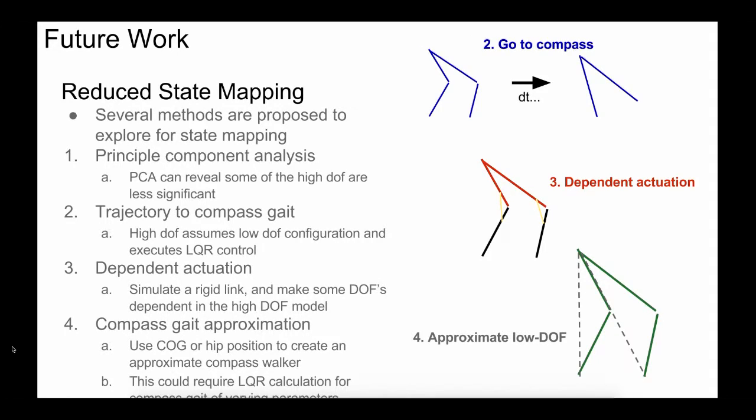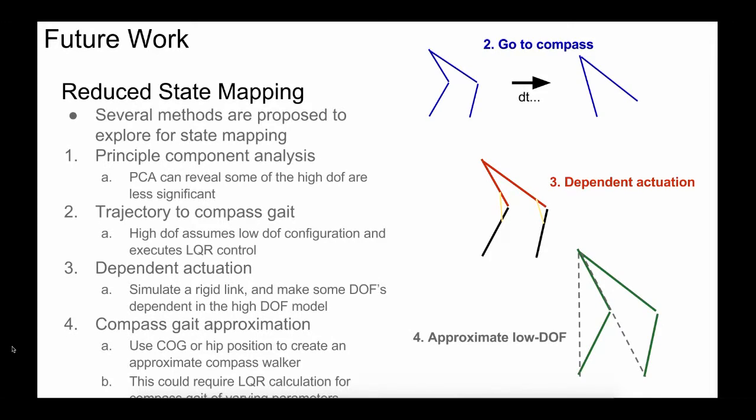The number 2, which is pictured at the top of the screen, would be to immediately have the higher degree of freedom system assume the same shape as the lower degree of freedom system, and then from there apply whatever efforts are mandated by the LQR system.